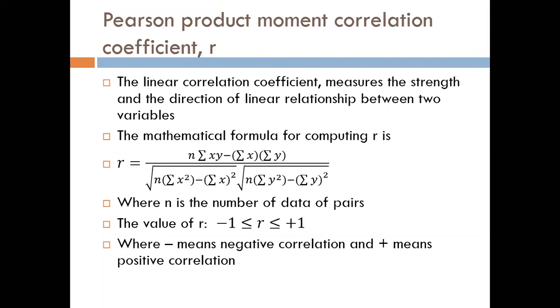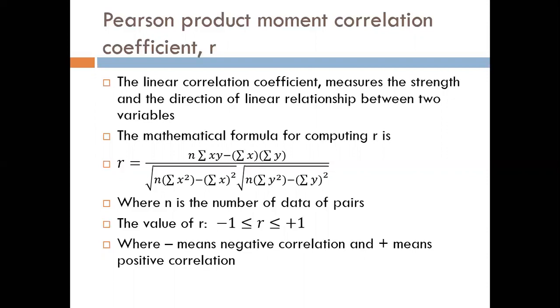Now, another measure which we talked about earlier is the correlation coefficient. For scaled variables, we can estimate what we refer to as the Pearson's correlation coefficient, or the product moment correlation coefficient R.